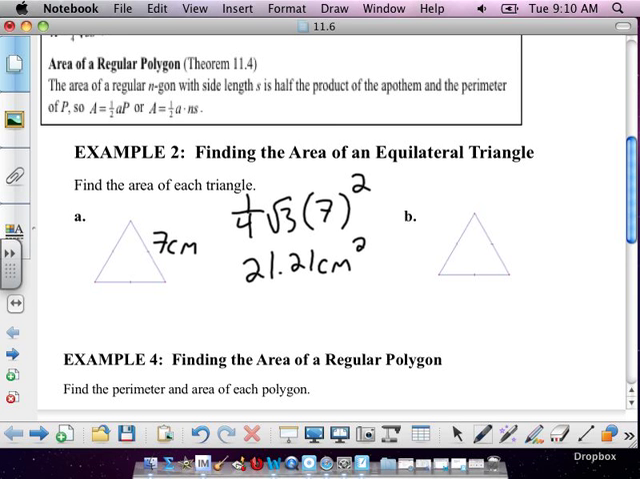So why don't you guys try B yourselves? It's 11. You're going to put it in. We know the equation is 1/4 square root 3 sides squared. So why don't you try B real quick on your own?